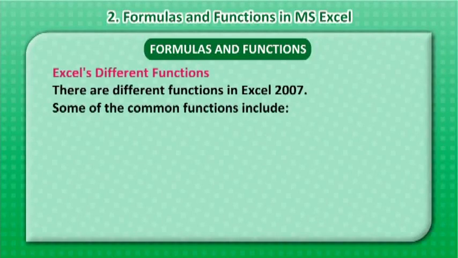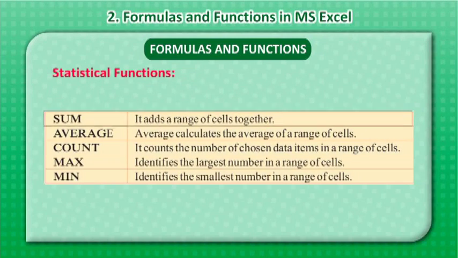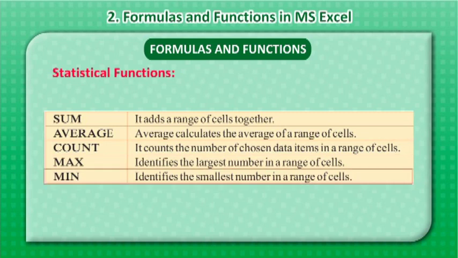Excel's different functions. There are different functions in Excel 2007. Some of the common functions include statistical functions. Sum, it adds a range of cells together. Average calculates the average of a range of cells. Count counts the number of chosen data items in a range of cells. Max identifies the largest number in a range of cells. Min identifies the smallest number in a range of cells.